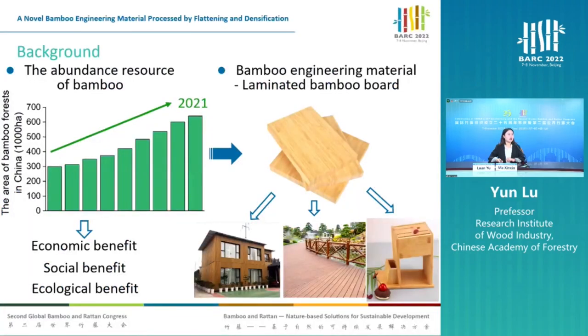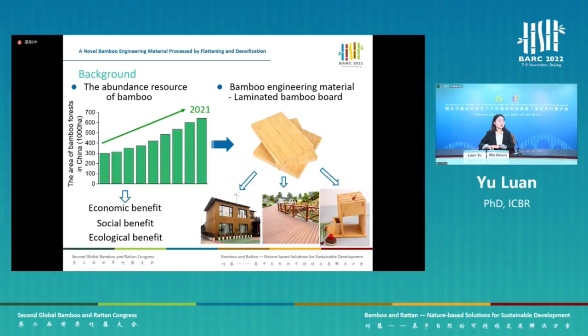Bamboo is one of the most abundant biomass resources on earth, and it has created giant economic, social, and ecological benefits due to its fast growth, versatile properties, easy handling, and so on. With the development of technology and industry, some engineered bamboo products have been developed. One of the greatest applications is laminated bamboo, and it has been widely used in construction, furniture, and outdoors.